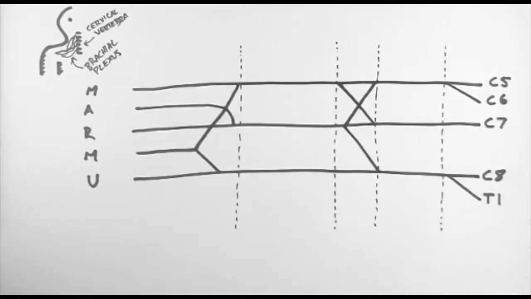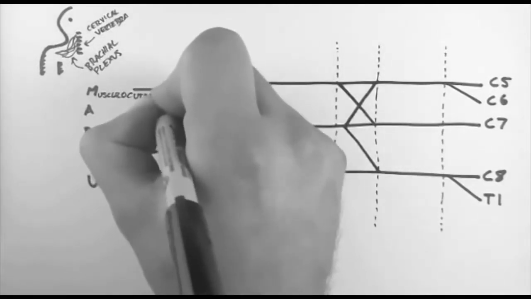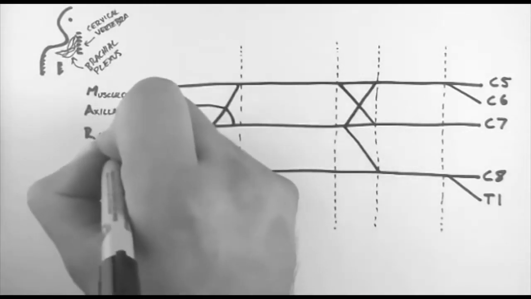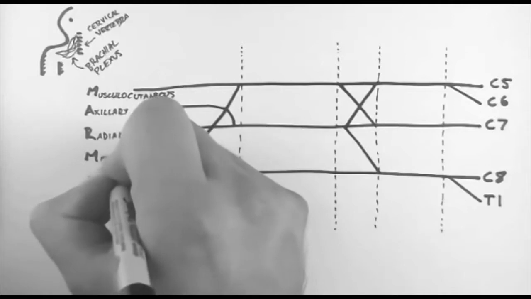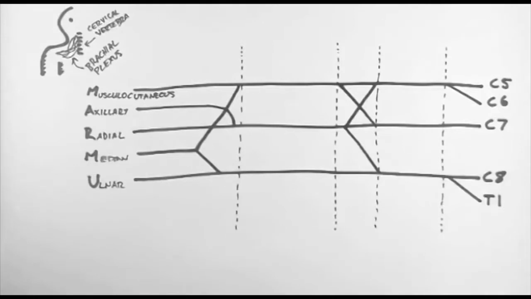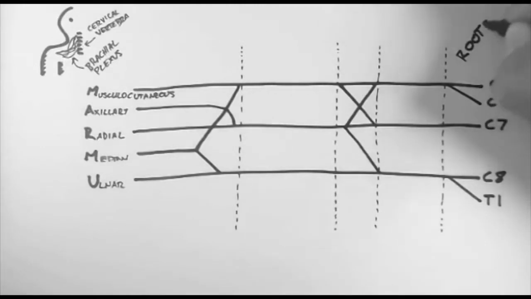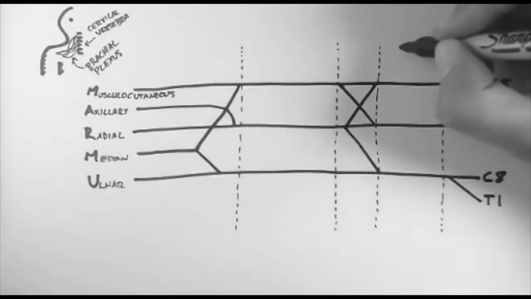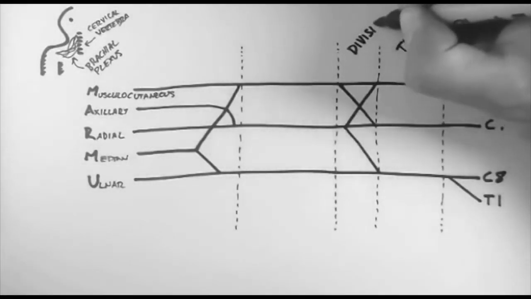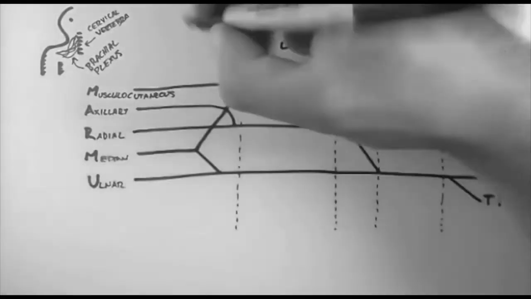Downward, they spell MAMU, and this stands for musculocutaneous, which is this top branch here, axillary, radial, median, and ulnar. And these are the names of the nerves which arise from the brachial plexus. So here I've already said these are the nerve roots. Then we get the trunks, then the divisions, then the cords, and then finally the branches.